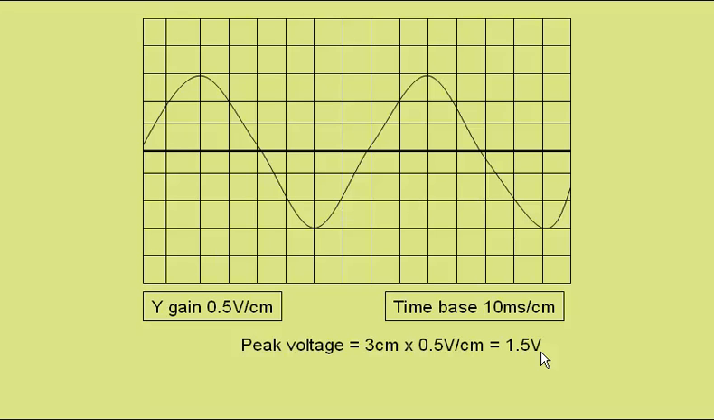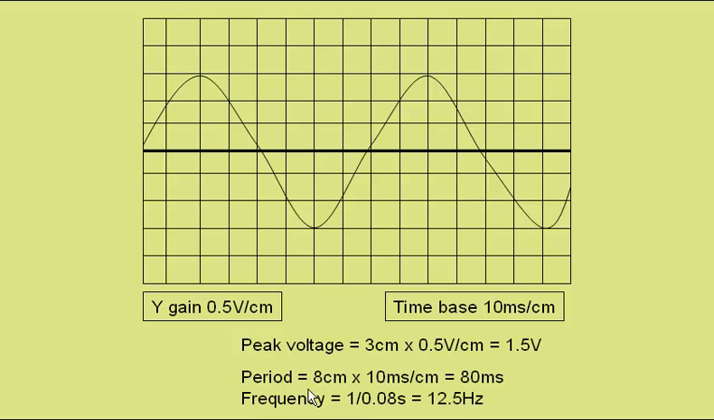To find the frequency of the supply, well, first we can find the time period. If we go from the peak here, for instance, to the peak here, we need to cross 1, 2, 3, 4, 5, 6, 7, 8 squares, or 8 centimeters. And so the period is 8 centimeters at 10 milliseconds per centimeter, meaning a time period for this supply of 80 milliseconds. Frequency is found from 1 over time period, or 1 over 0.08 seconds, meaning this supply is at a frequency of 12.5 Hertz.